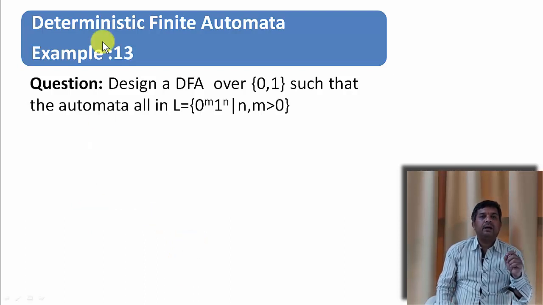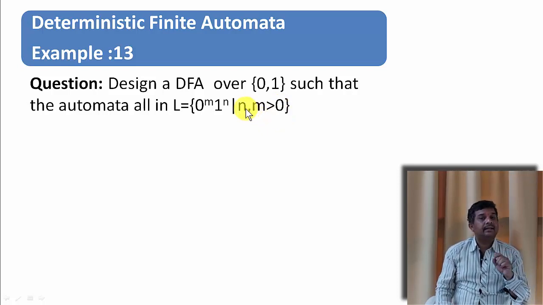Let us discuss one more problem. Here we are going to design the DFA over 0 and 1 with language 0 to the power m, 1 to the power n. Here m and n are strictly greater than 0. In our previous problem, it was greater than or equal to 0. In this problem, strictly greater than 0.